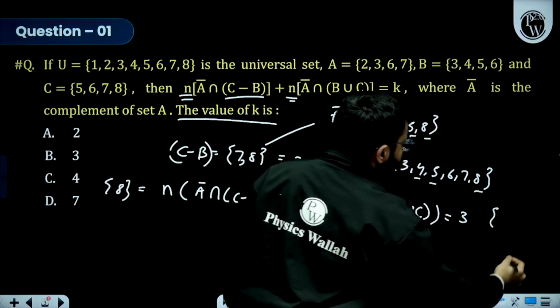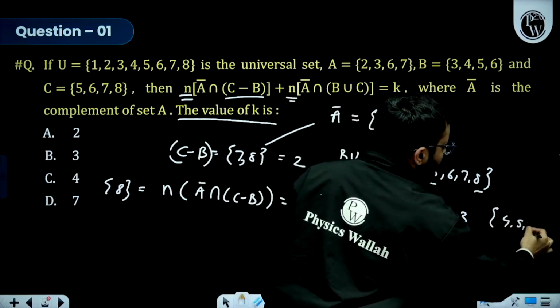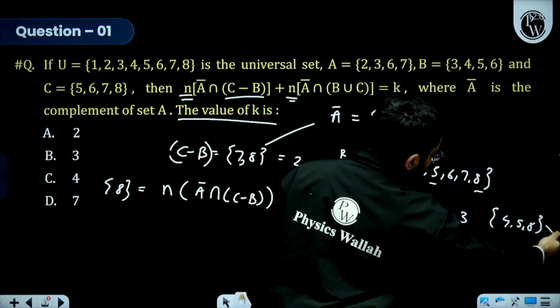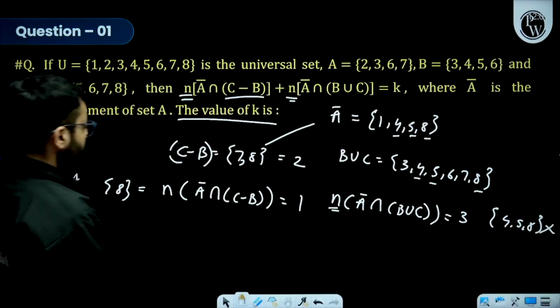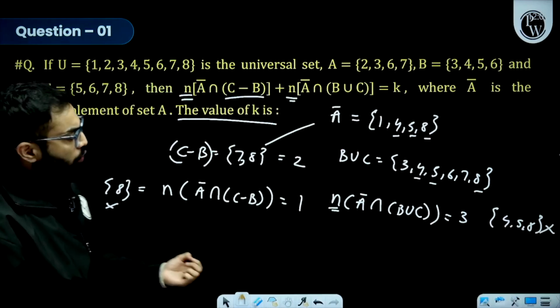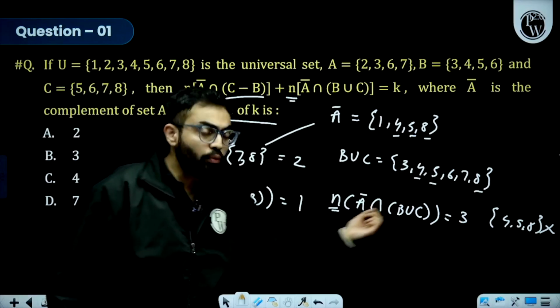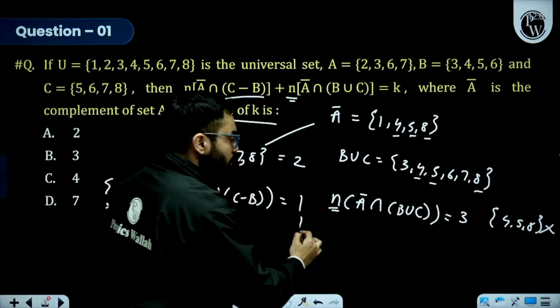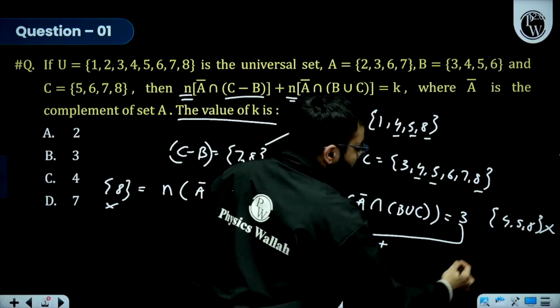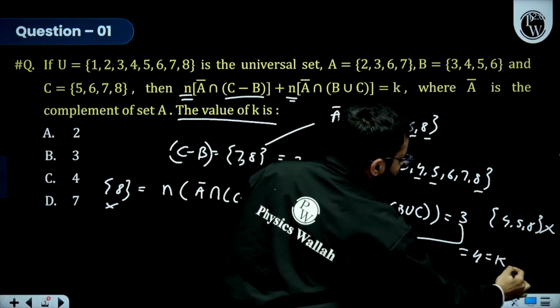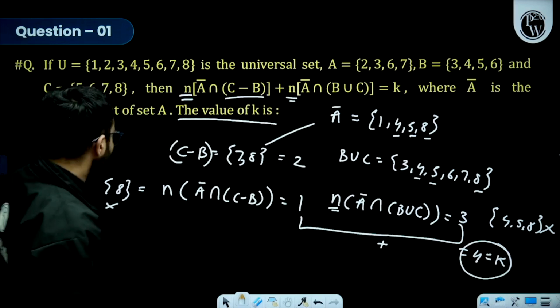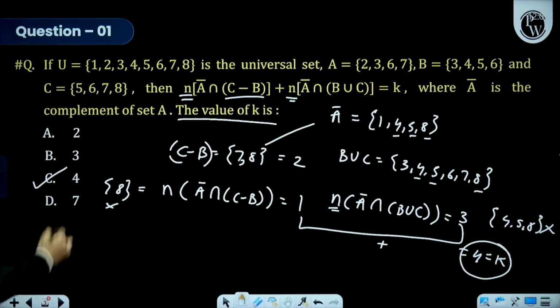And if we talk about the set elements, they are going to be 4, 5 and 8, which is not required. Again here, 8 was not required. And now basically the value of K is the sum of these two things. So 1 plus 3 is going to be our answer, that is 4. And from here the value of K comes out to be 4. So the right answer for this one is definitely option C.